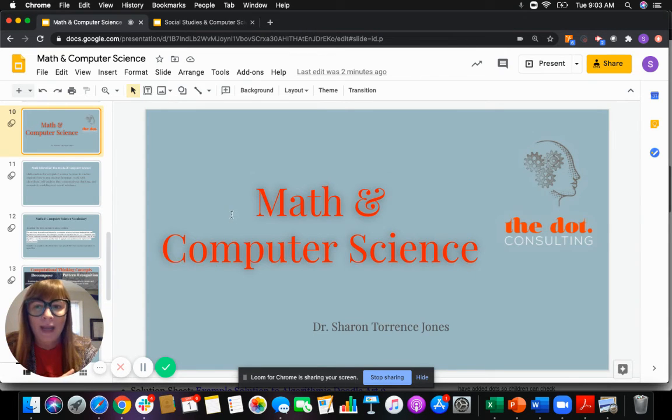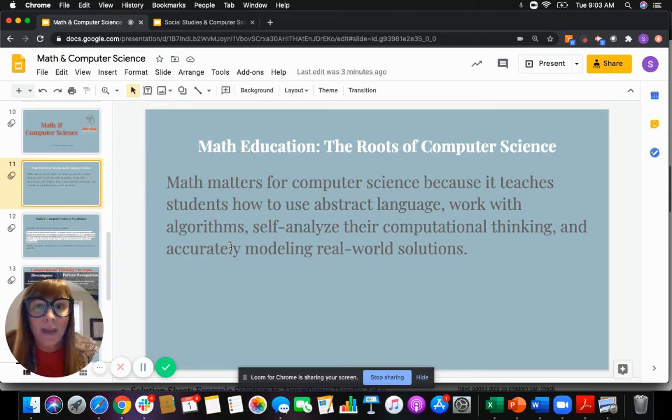First, let's talk about that at the root of computer science is mathematics. Math matters for computer science because it teaches students how to use abstract language, work with algorithms, self-analyze, think through how to solve a problem. Think about learning multiplication, division, fractions, decimals. Oh my, so many things that you work through in math that have its own language and own thought process. That at the core is what drives computer science. We are using binary code in computer science, which is zeros and ones, to drive the work. And understanding at the core how to use math to help that happen is so important.